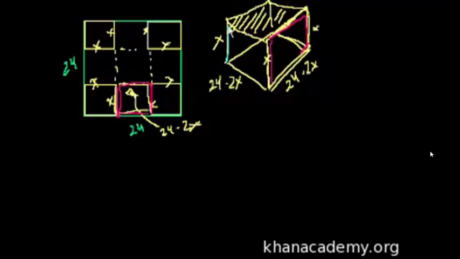You could view this side as this side right here, right? It's folded up. And then this back side is this back side, and that side there is that, and this is the base. Anyway, so that is the volume of our open box, and we want to maximize it. So how do we do that?